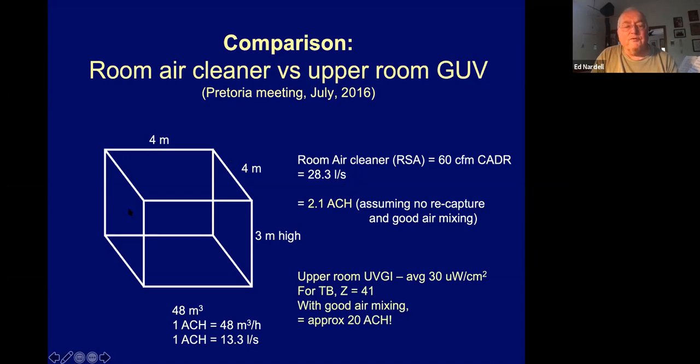So we drew a hypothetical room, 4 meters by 4 meters by 3 meters high. Meters are about the same as a yard. So 12 feet by 12 feet by 9 feet. Not that big a room. And that would provide 2.1 air changes per hour in addition to whatever ventilation they had. If you had none, that's better than nothing. But if we put in upper room germicidal UV, we could get approximately 20 air changes in that room, or the equivalent, or 10 times as much.